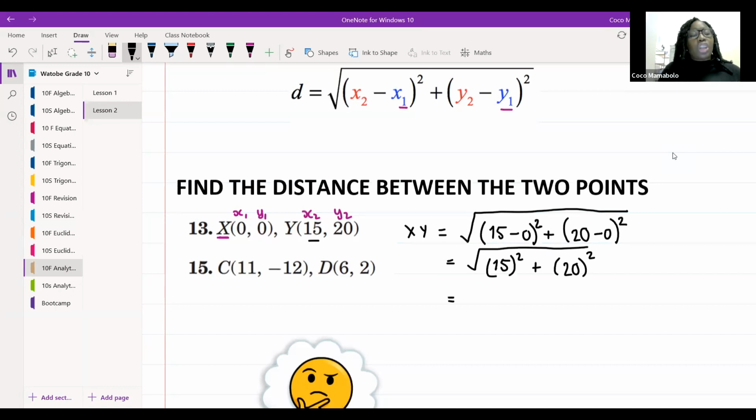And then we're just going to punch this into our calculator, guys. The 15 squared, not the square root, 15 squared is going to be 225 plus 20 squared, which is 400. And at this point, everybody has picked up their calculator and they're going to tell Teacher Coco what the square root of 625 is, because that's the answer we're looking for. How much is it, guys?